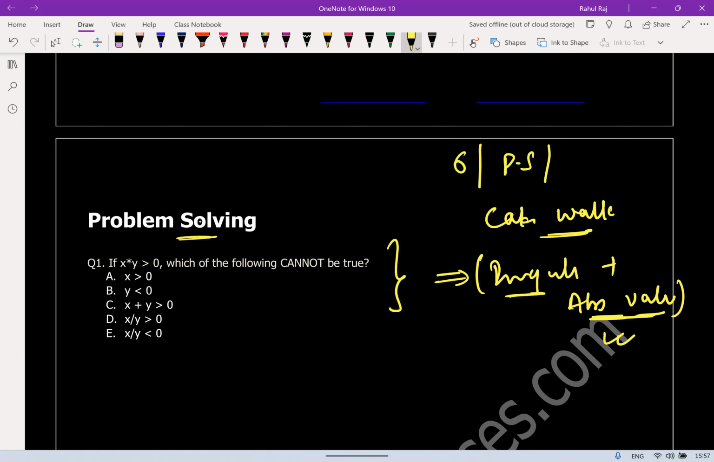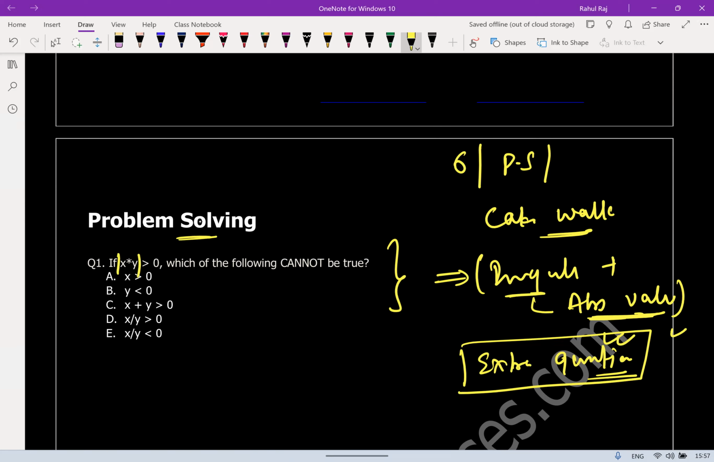Once you are done with inequality and absolute value, Rahul, I'll give you extra questions to solve. Next week I'll be giving you all the extra questions after starting with the absolute value. Because inequality and absolute value are exactly the same thing, it's just that in place of xy greater than 0, they'll put mod xy greater than 0. That's it. And the entire scenario of the question changes.